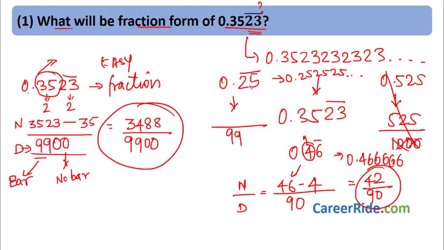Now what will be the numerator? 25 minus, how many digits are there which do not have a bar upon their head after the decimal point? There are no such digits. So the answer will be 25 upon 99. See how easy it is. It is a very easy trick to convert this kind of number into its fraction form. Just remember this trick.